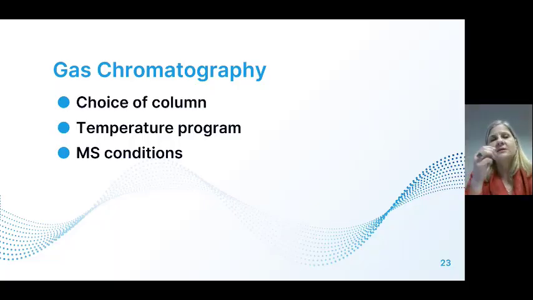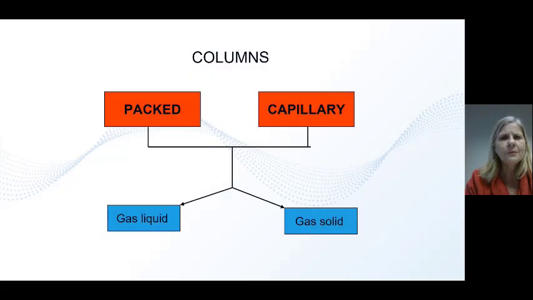The column is the heart of the separation. If you have the wrong column or the wrong temperature program, then you won't separate your compounds and the data you obtained would be meaningless. So what is important is that you choose the right column, and then the correct temperature program for that column, and then your MS conditions for the detector.